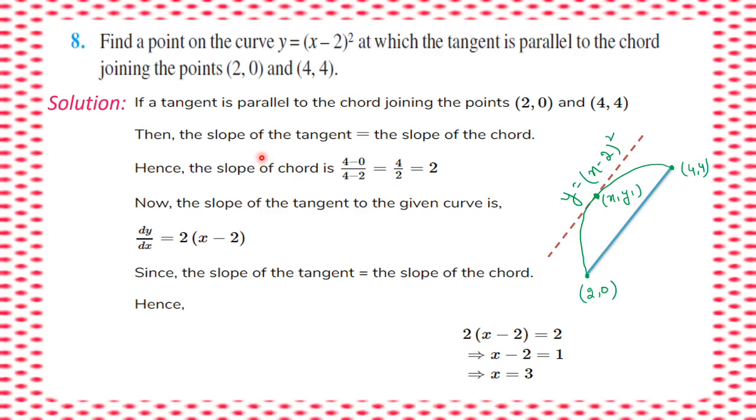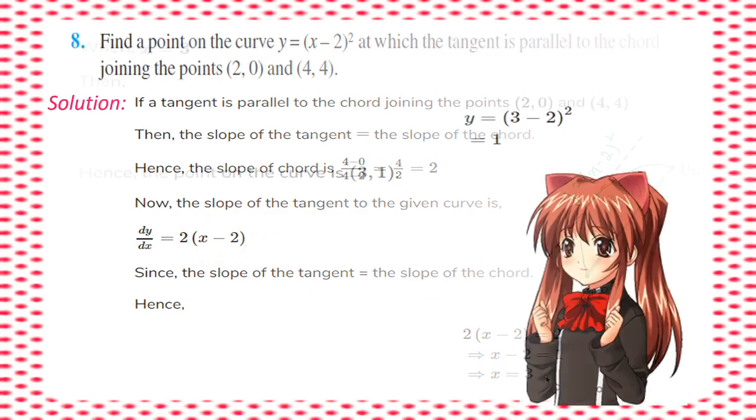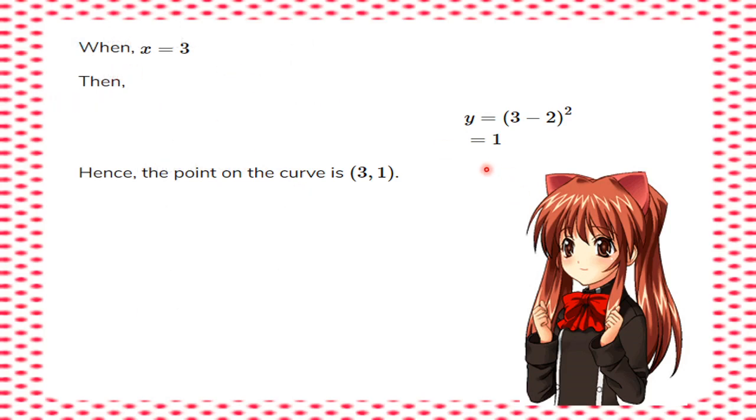Tangent and chord, these two lines are parallel. We know very well if these two lines are parallel, definitely they will have the same slope. Slope of tangent will be equal to slope of chord because they are two parallel lines. So calculate the slope of chord. We have two points. We can easily find 4 minus 0 upon 4 minus 2, which is 2. And now find the derivative of this curve at this point x1, y1. So it will be 2 times x minus 2, and this derivative will be equal to 2, and x equal to 3. Now at x equal to 3, we can calculate y will be equal to 1. So this is the point on the curve, 3, 1.